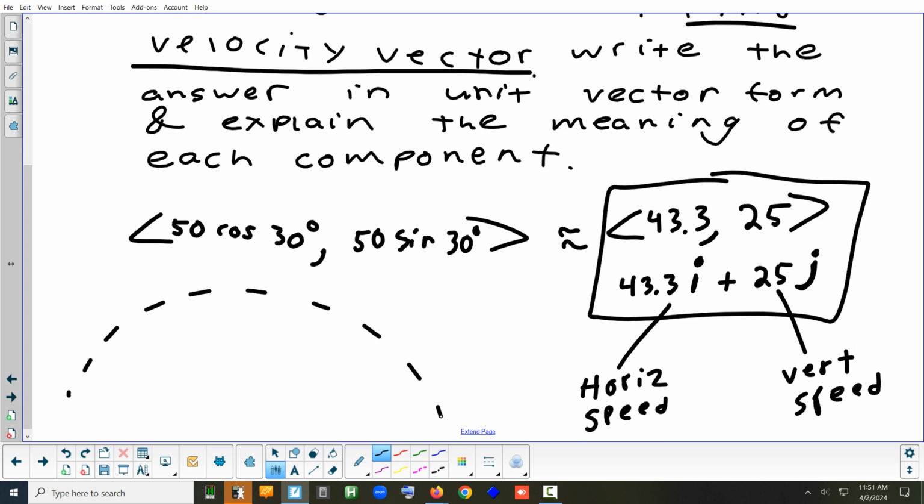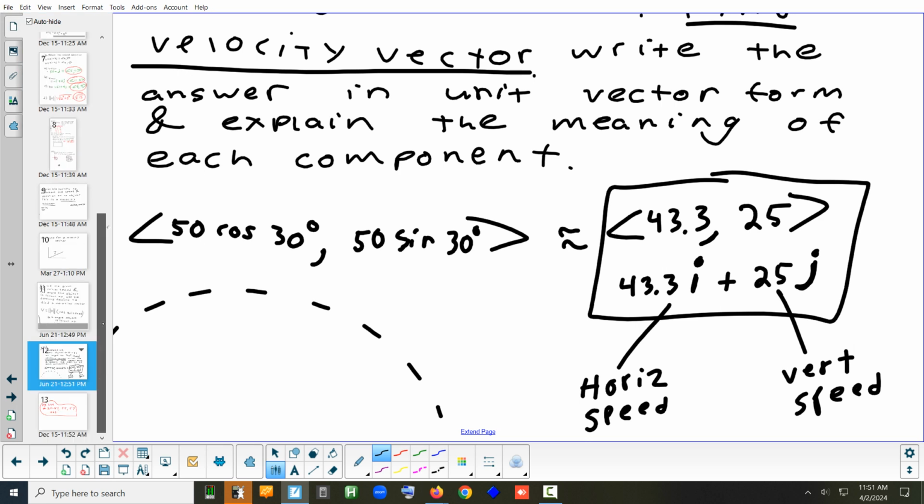Okay, any question on how we got those vectors? All right, so that's part 2.